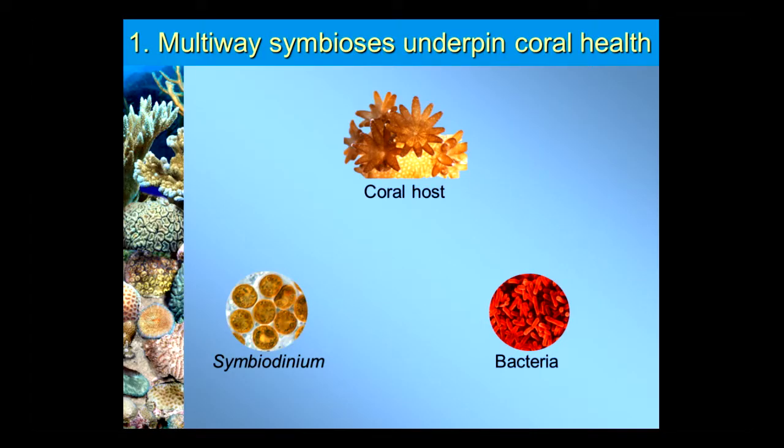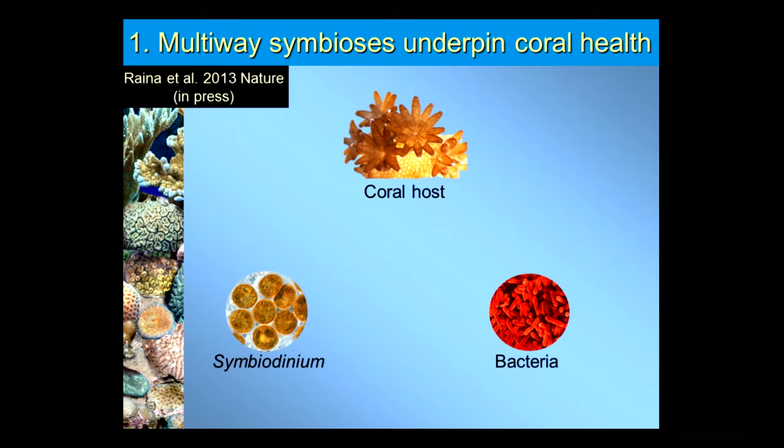Now, to my first objective. It's become clear in the last 5 to 10 years that corals are, in fact, a very complex organism. They are made up of a multi-way symbiosis that involves a number of partners. Some of the main players are Symbiodinium, the unicellular dinoflagellate, and we know graphically what happens when the symbiosis breaks down: the corals bleach. As well, there are bacteria.